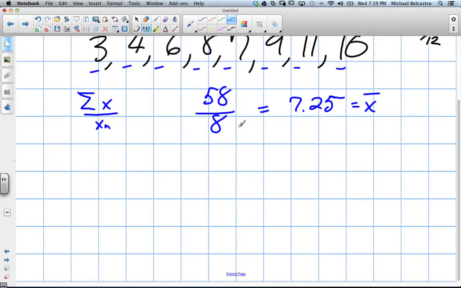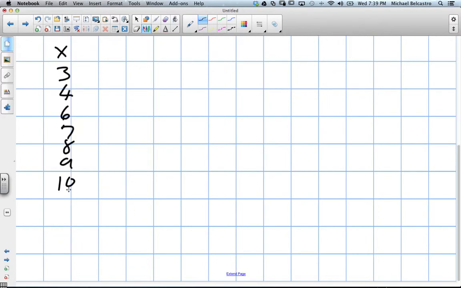Now from here, what we usually do is we write our data in chart form, and we usually go from lowest to highest. So it goes 3, 4, 6, 7, 8, 9, 10, 11. From here, they tell us to subtract from x bar to get a value. So we've got to subtract from 7.25. And then after you do that, you're going to square all those values.